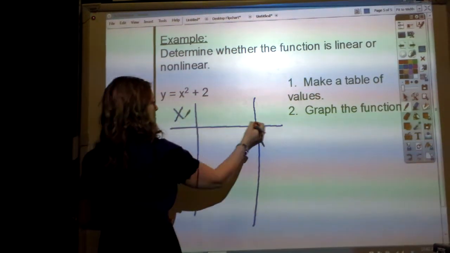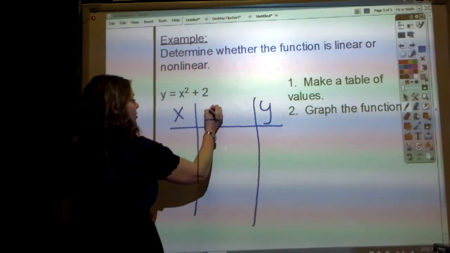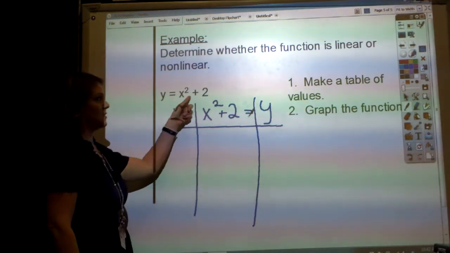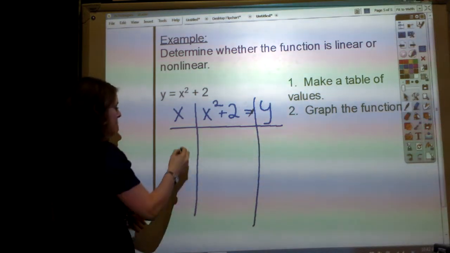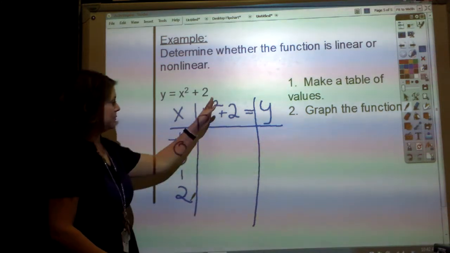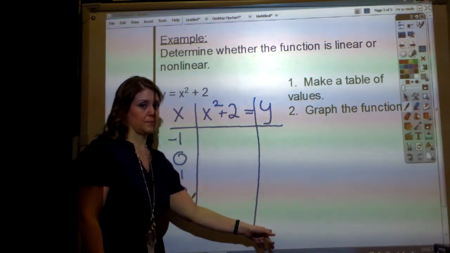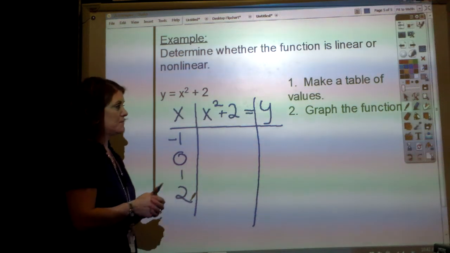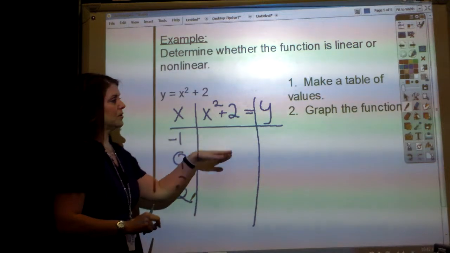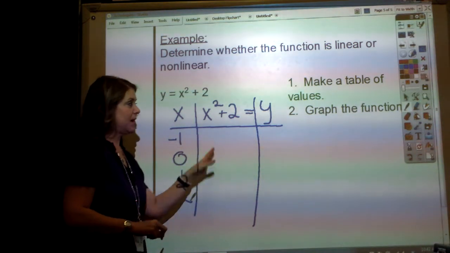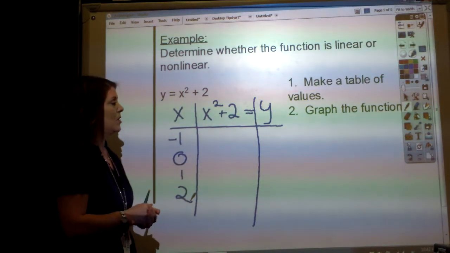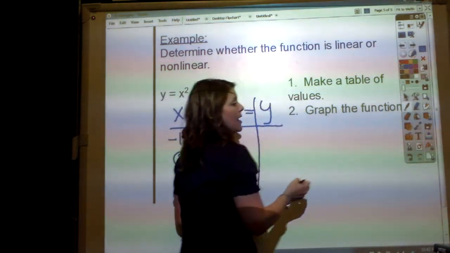remember you've got your x, your outcome will be your y, your rule is what y is equal to, which in this case is x squared plus 2. Pick values for x, keep them small, plug them in to get your y's. So I'm going to get this started, and then I want you to finish this after the video's over, and then when we look at our notes and we talk about this in class, we're going to come back to this as a class.